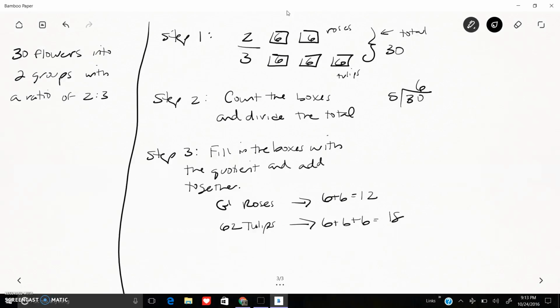Okay, so if I took my 30 flowers into 2 groups, I would have 12 roses in one group, 18 tulips in the other. And that's how I would divide that total into those groups. All right, let's do a couple of practice problems.